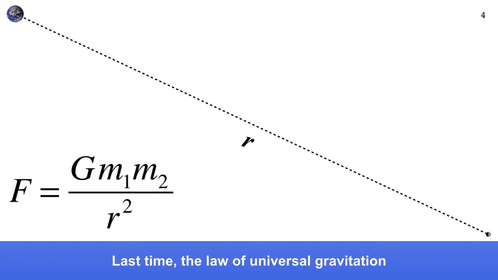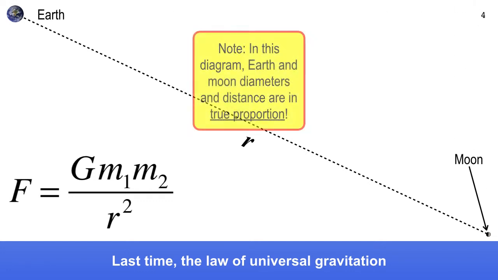But in the Earth-Moon system, these are the true proportions. Here's the Earth, here's the moon down here. In this diagram, the diameter of each is in true proportion. Also, the distance is in proportion to the sizes of both. I think it's about 4.5 pixels for every 1,000 kilometers in this scale.